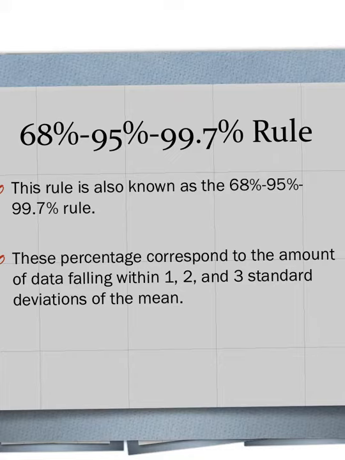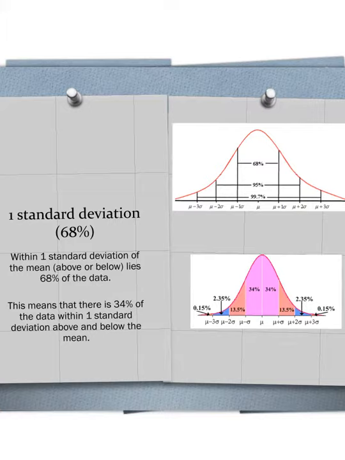The empirical rule is also known as the 68, 95, 99.7% rule. These percentages correspond to the amount of data falling within 1, 2, and 3 standard deviations of the mean. And remember, a standard deviation is the average deviation away from the mean. So if we know a mean and a standard deviation, we can draw these normal curves. So the way this starts is we're going to draw normal curves. And a normal curve is a bell-shaped curve.